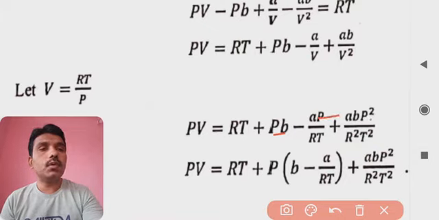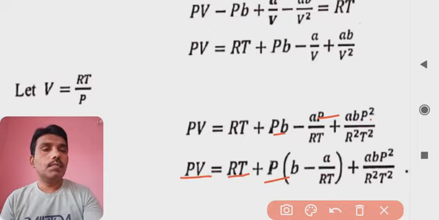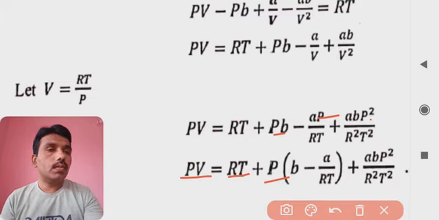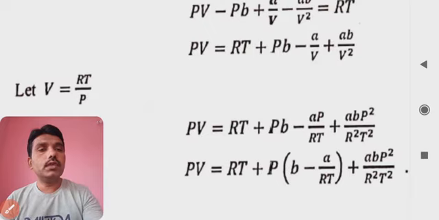मग हा P जर कॉमन काढला तर PV is equal to RT plus P into B minus a by RT, हा P इथं गेला. ह्या फक्त ह्याच्यामधून हा P कॉमन काढला, plus AB P square by R square T square is to be there. So this is what the new relation I have.